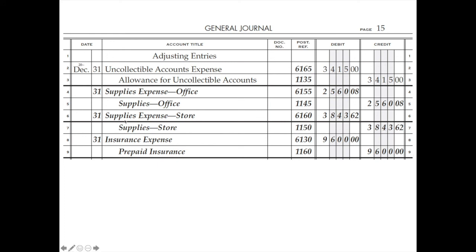The same with your supplies. Every day you might use a pen, a pencil, you might use cash register tape and so forth. And when you use it, you don't decrease your supplies there. All you do is you make the adjustment at the end of the fiscal period.